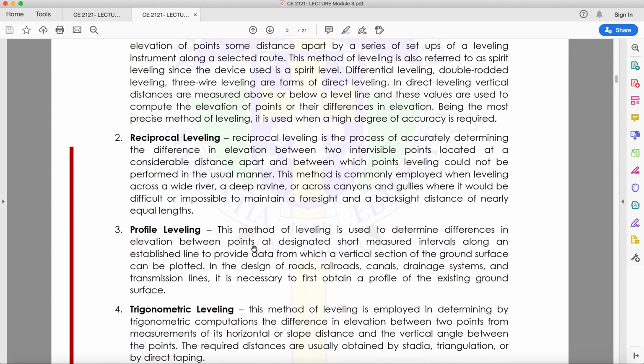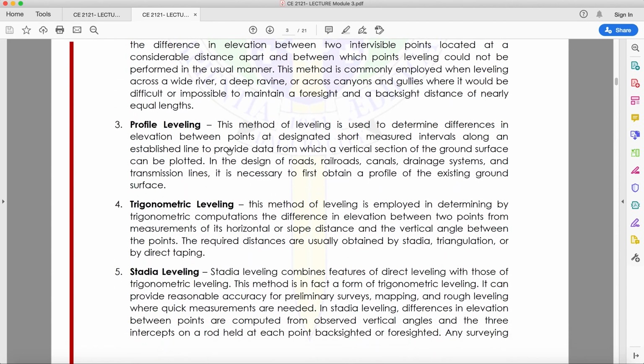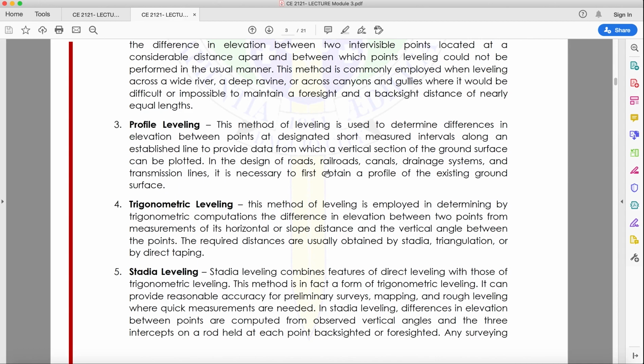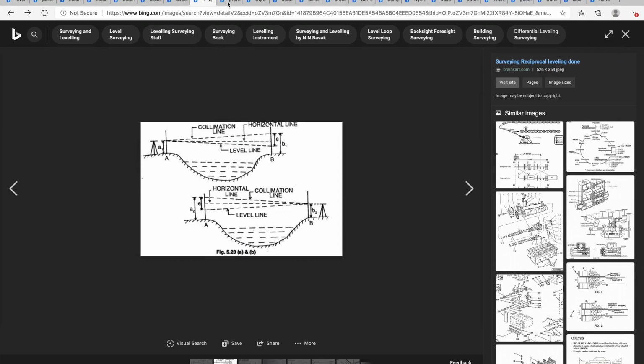Next we have the profile leveling. This method of leveling is used to determine differences in elevation between points at designated short measured intervals along an established line to provide data from which a vertical section of the ground surface can be plotted. In the design of roads, railroads, canals, drainage systems, and transmission lines, it is necessary first to obtain a profile of the existing ground. So this is how profile leveling looks like.